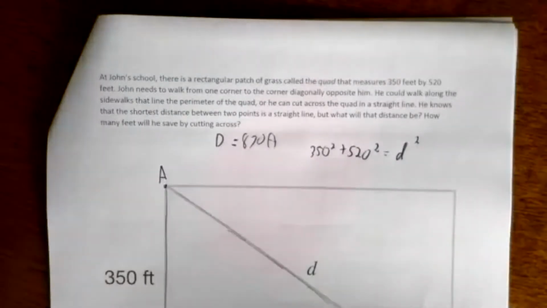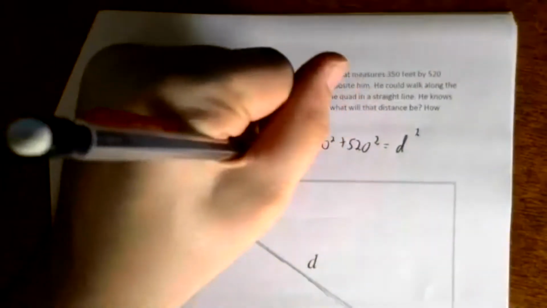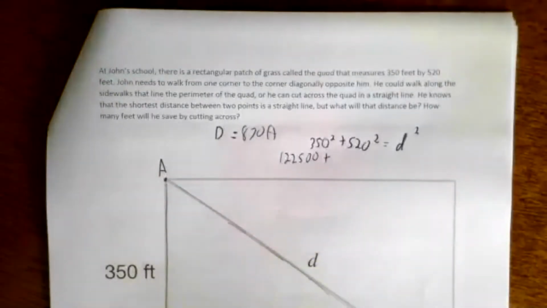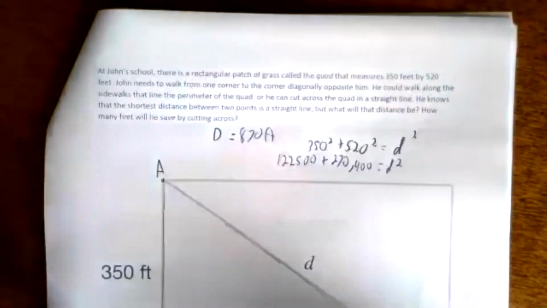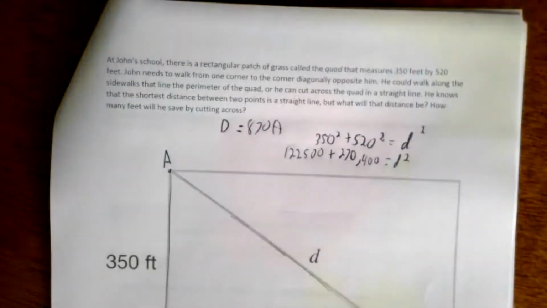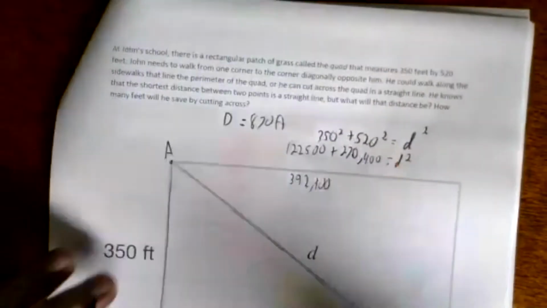So what we can do is square these both and add them together, right? So we have 350 squared, which is 122,500, plus 520 squared, which is 270,400. That's equal to our distance squared. So we'll add those two together. If we add those two together, we get 392,900. Okay, and that's equal to our distance squared.